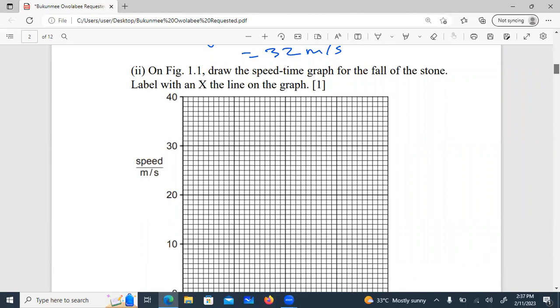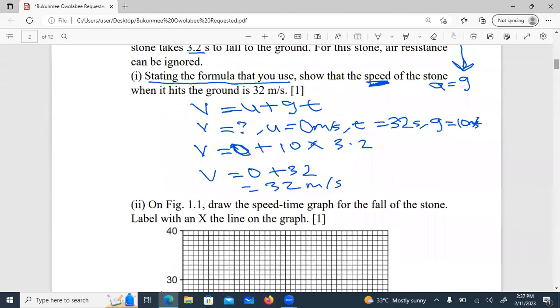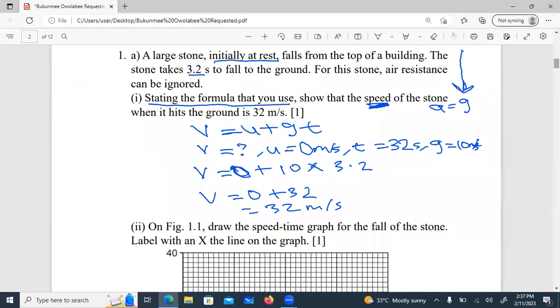Okay, so what would the speed time graph of the stone look like? You know, the stone takes 3.2 seconds to attain a speed of 32 meters per second. Our calculation shows that the time taken is 3.2 seconds. You see, our time here is 3.2 seconds. Let me use the pen to write on this. Our time is 3.2 seconds, okay? And within 3.2 seconds, it attained what speed? It attains a speed of 32 meters per second, which we got after solving.